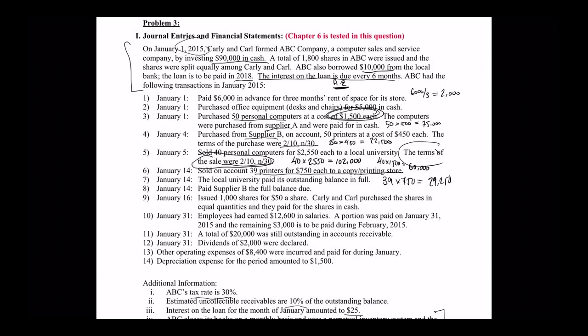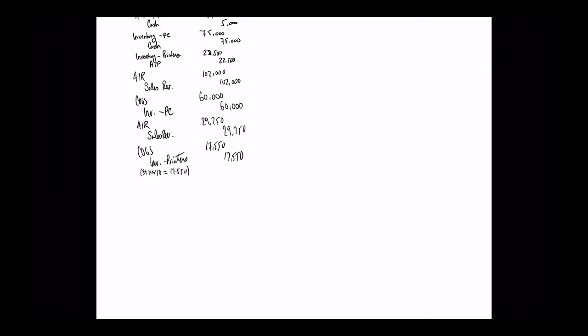January 14th, the local university paid its outstanding balance in full. So let's take a look. January 5th to January 14th is 9 days, and so that is within the 10 days for the 2% discount. And the sale was for $102,000 initially. So we received cash.